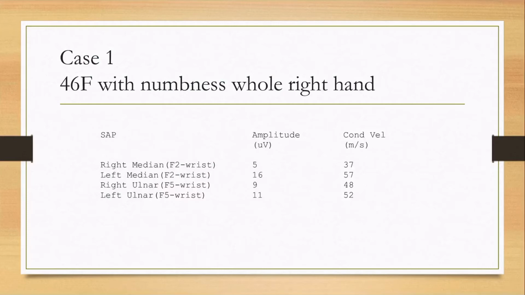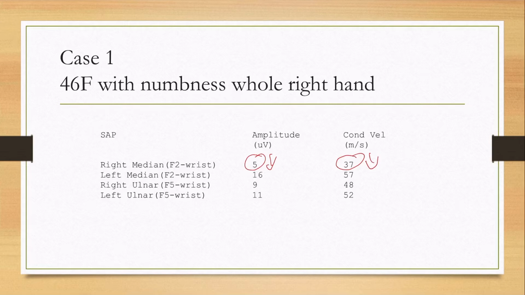Let's go through this sequentially. So if we have a look at the right median finger 2, we've got an amplitude of 5 microvolts over there. So that's less than our 10 that we would expect. The conduction velocity here is 37 meters per second. So that's also less than the 50 meters per second that we would be expecting. So that's reduced, and that's reduced over there.